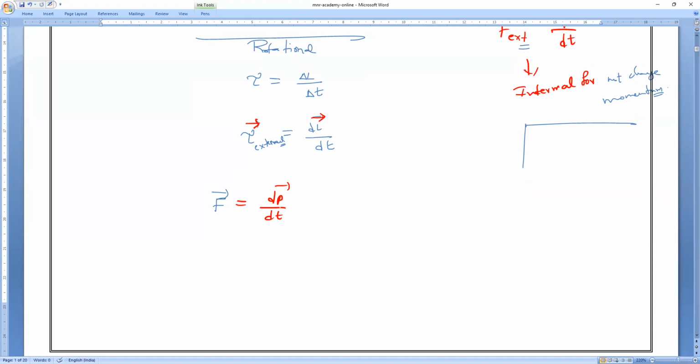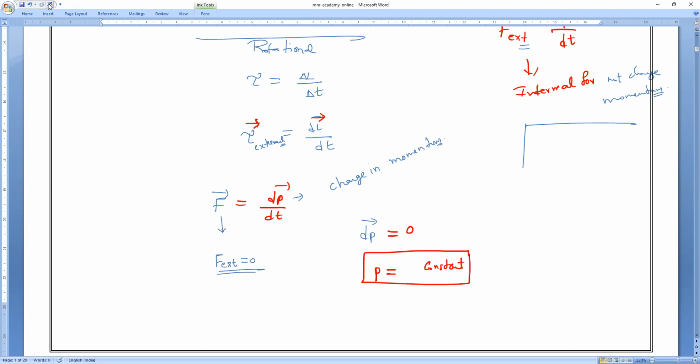Now let us take this formula. If F external is equal to 0, meaning the external force is 0, then dp, the change in momentum, also becomes 0. So change in momentum is 0. Does P remain constant or vary? Whatever the momentum of the body, it remains constant.